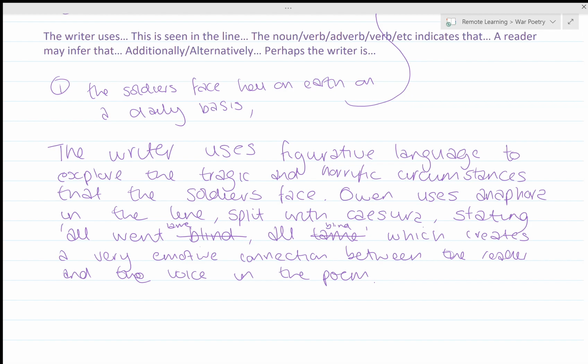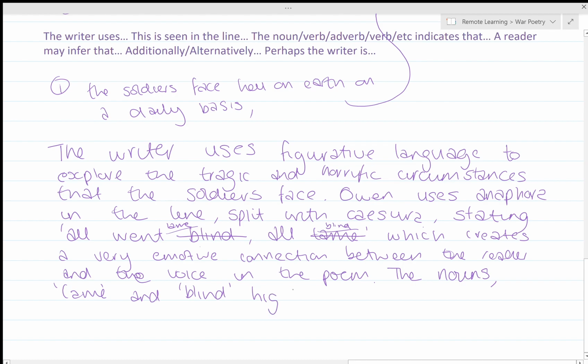I've said how the writer did it, using that caesura, using that anaphora, that repetition, zooming us in on an idea. And I want to think about these two states they talk about. They talk about lame and they talk about blind. So let's zoom in on those words. I'd be thinking, right, they're a state, that makes it a noun. So the nouns, lame, remember my quote marks, and blind, highlight the terrible conditions the soldiers face.